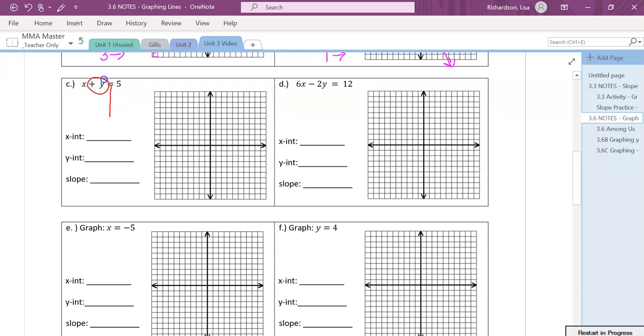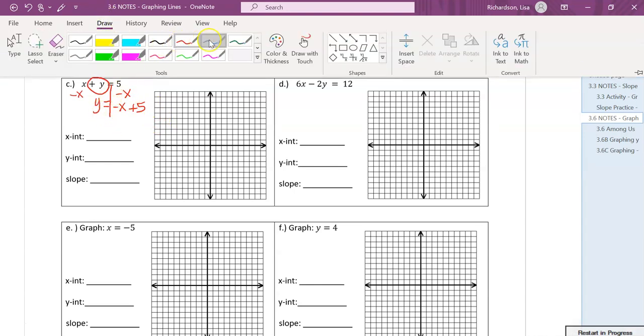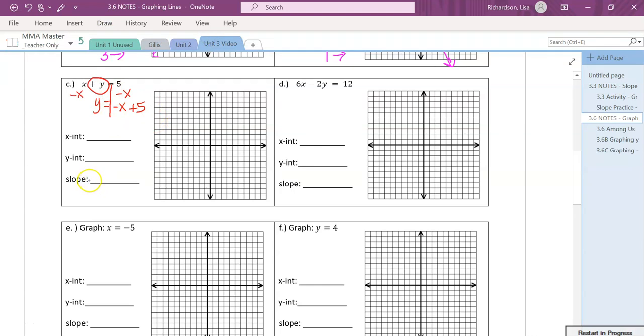So if I want to get my y by itself, what do I need to get rid of? Everything by it. And what's by it is this x. So to get rid of x, I'm just going to subtract it. Now, can I put the 5 and the x together? Do they have the same last name? No, so they will stay just like this. So now I have it in y equals mx plus b, and I can find my y-intercept and my slope.